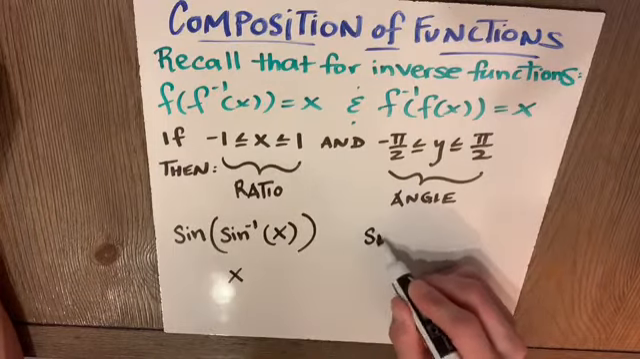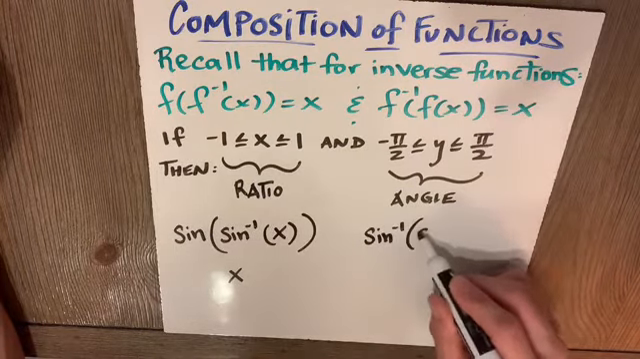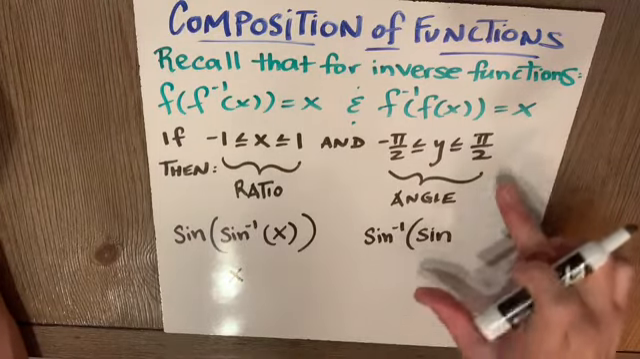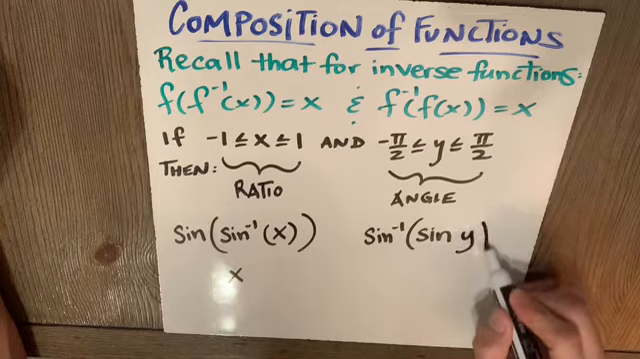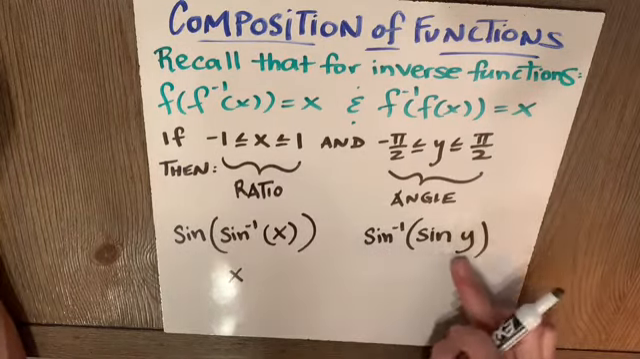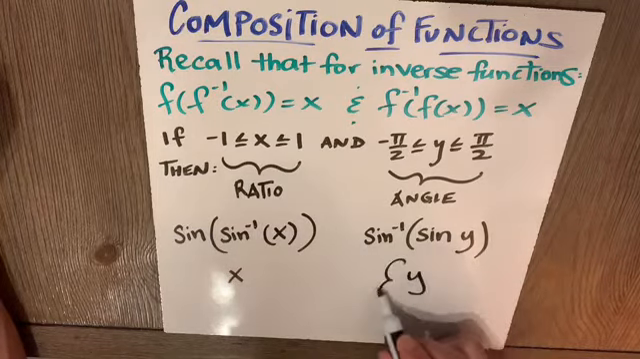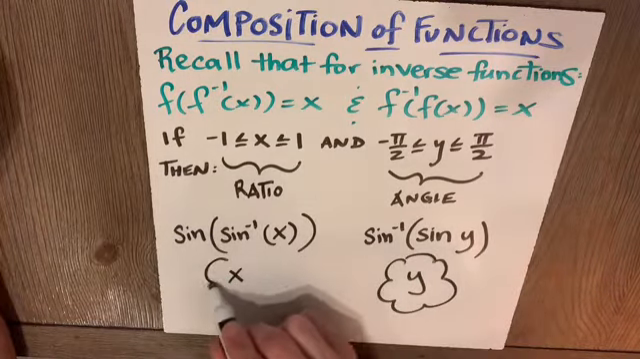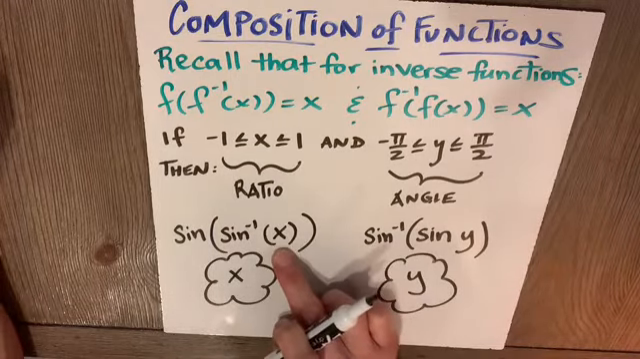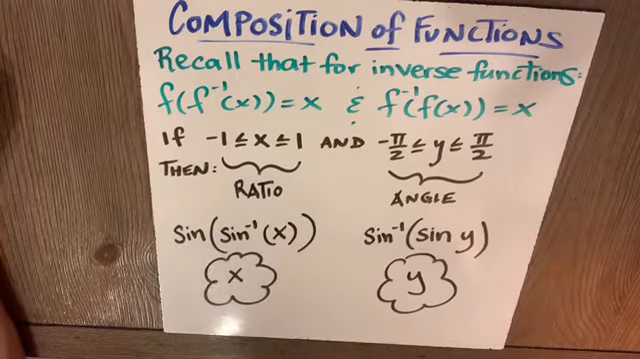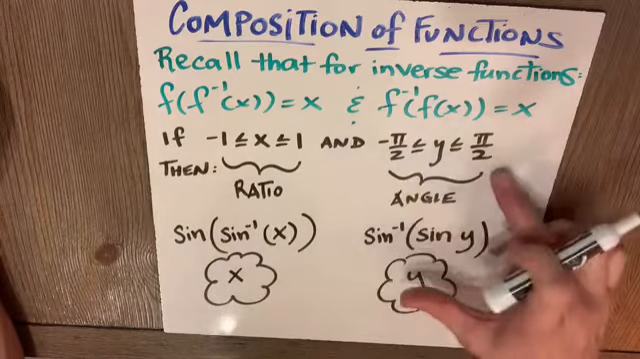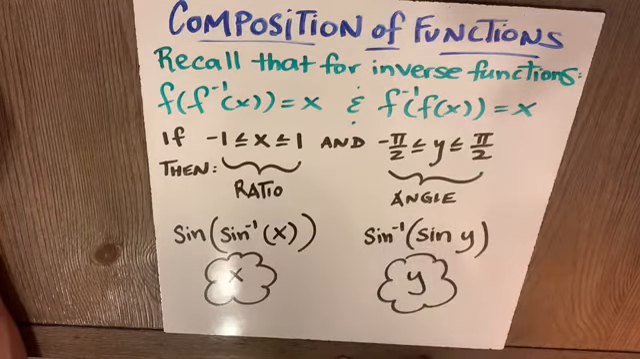How about the other way? What if we did inverse sine of sine of y? Well, we take sine of an angle. Oh, here's our angle, y. Well, if y is in that range, then inverse sine of sine of y is simply y. So you can see, under the right conditions, if the ratio is between -1 and 1, these two sort of just cancel each other out. They undo each other. And if our angle is between -pi/2 and pi/2, they also undo each other.